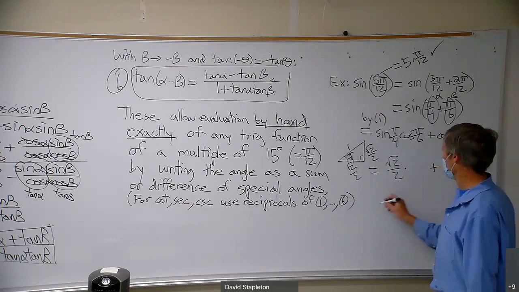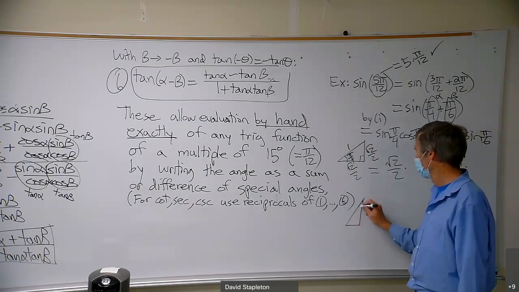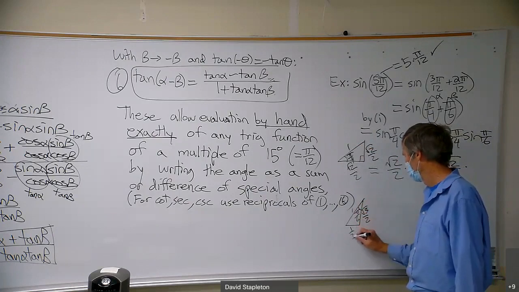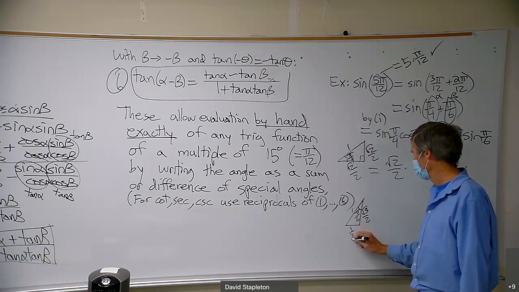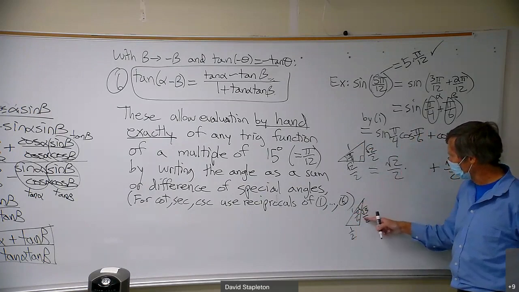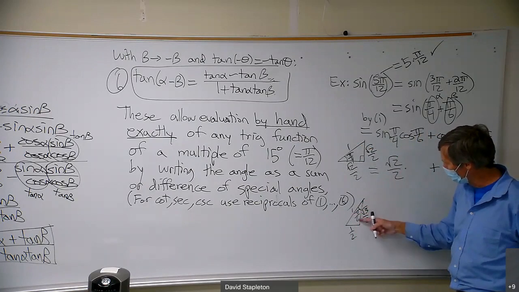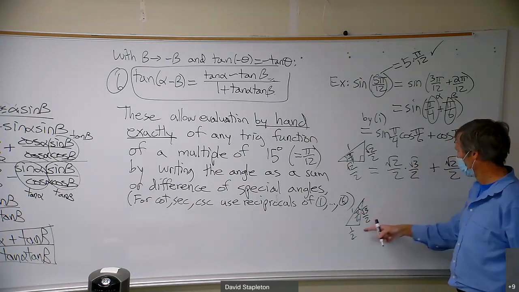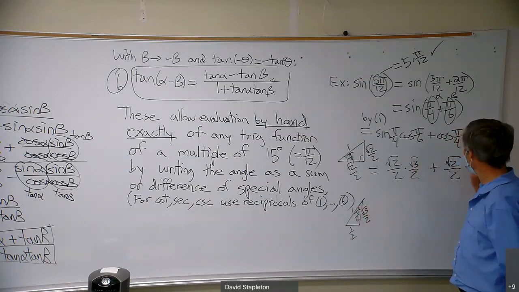Now for the pi over 6 angles, I need the other triangle. There's pi over 6 in the corner. This is 1/2, square root 3 over 2, and 1. Having memorized that triangle, I notice that the cosine is adjacent over hypotenuse, adjacent to this angle over the hypotenuse, which is square root 3 over 2. Opposite to the angle over the hypotenuse for sine is 1/2.